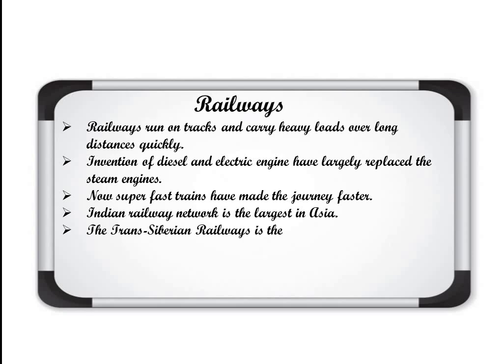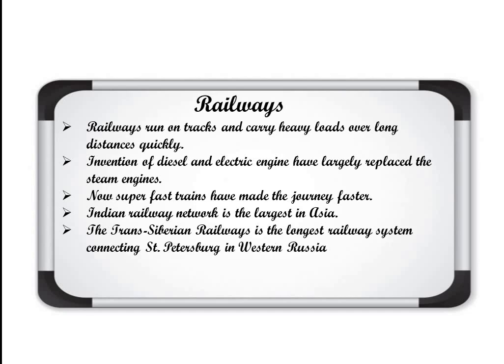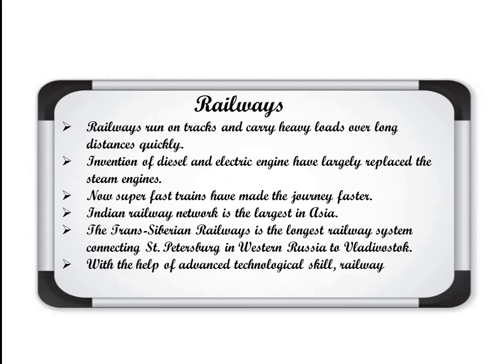The Trans-Siberian Railway is the longest railway system connecting St. Petersburg in Western Russia to Vladivostok. This is the longest railway system. With the help of advanced technological skills, railway lines are laid in difficult mountain terrains also. As I told you, now these railway tracks are found there in the mountainous areas also. The railway lines are laid there in the mountains due to advanced technological skills. This is about the railways.